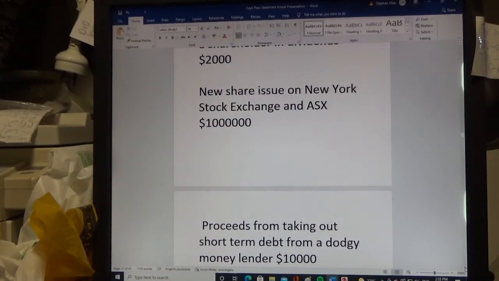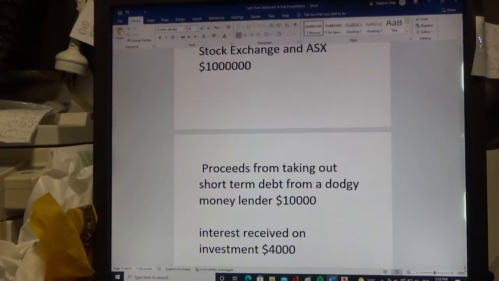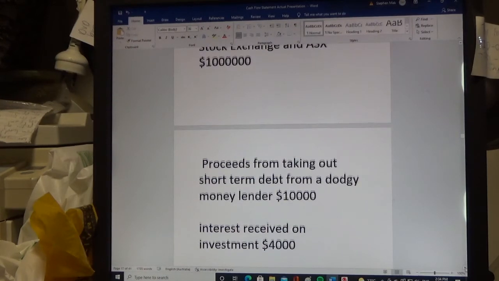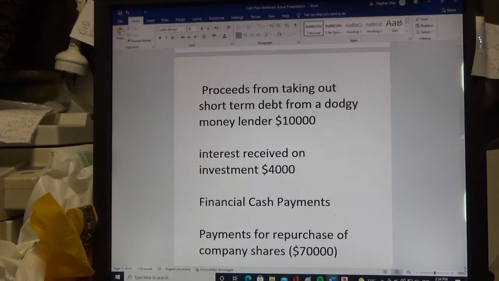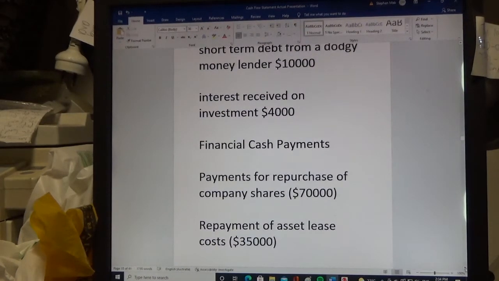New shareholders, new capital. In the old days, share issue was application and allotment with part-time ownership of shares until full ownership, but now most of the stocks are sold dollar for dollar and they're fully paid up stocks. But that's a bit old-fashioned, application and allotment from the 19th century. But we're considering fully paid shares in the new issue. Proceeds from taking out short-term debt from a dodgy money lender, $10,000. Another short-term loan. Interest received on investment we mentioned.